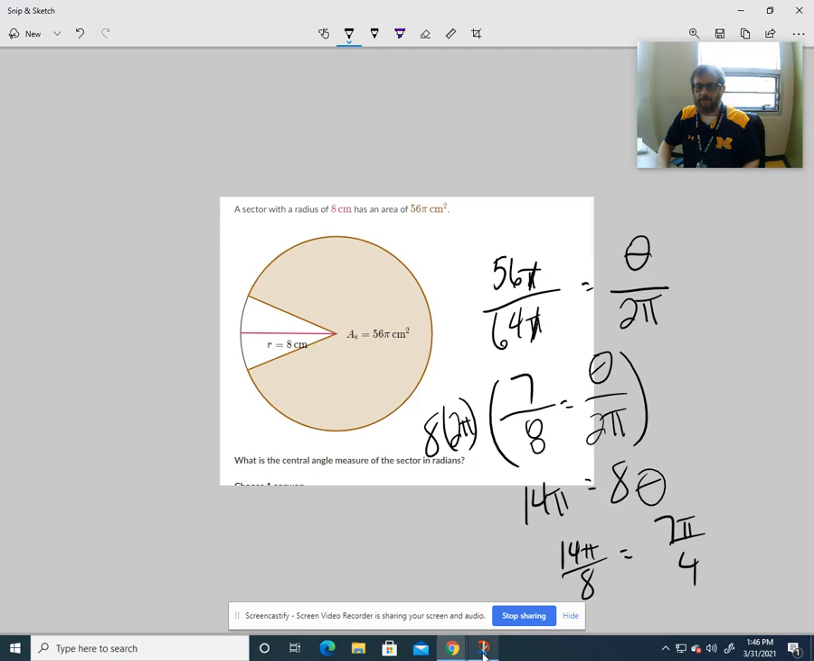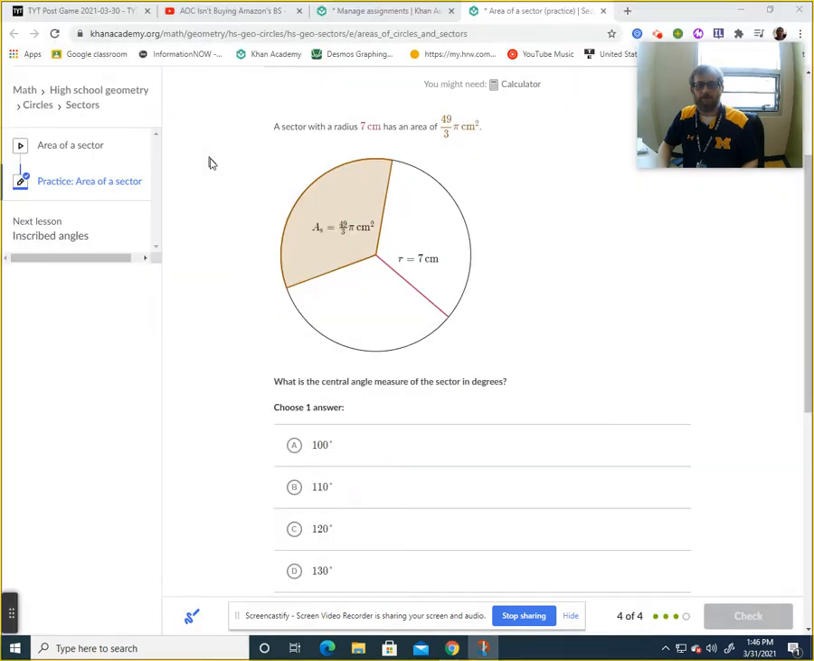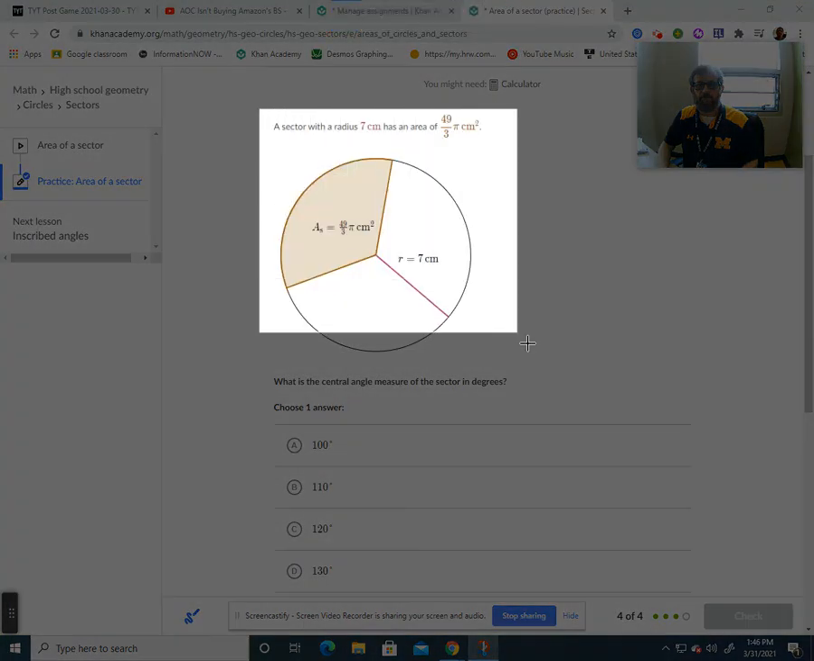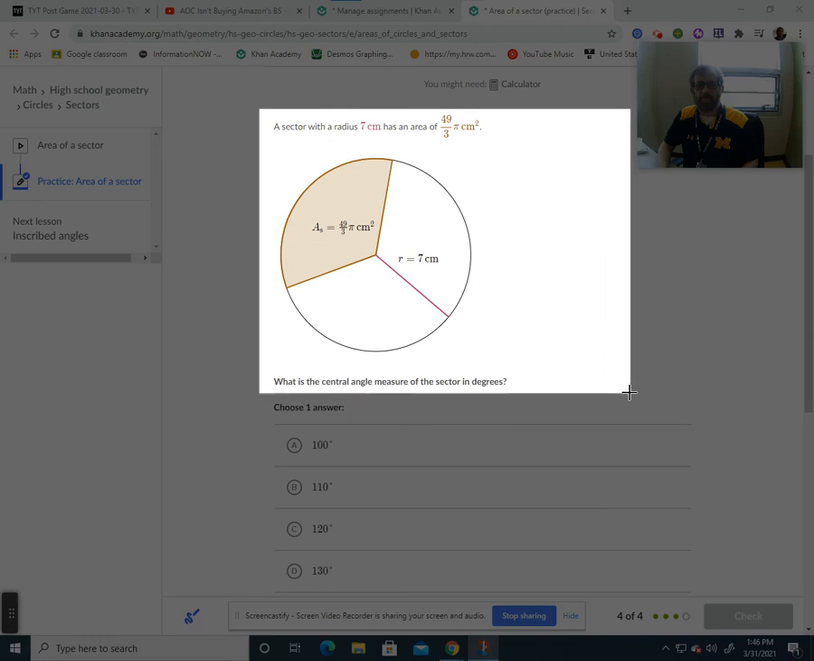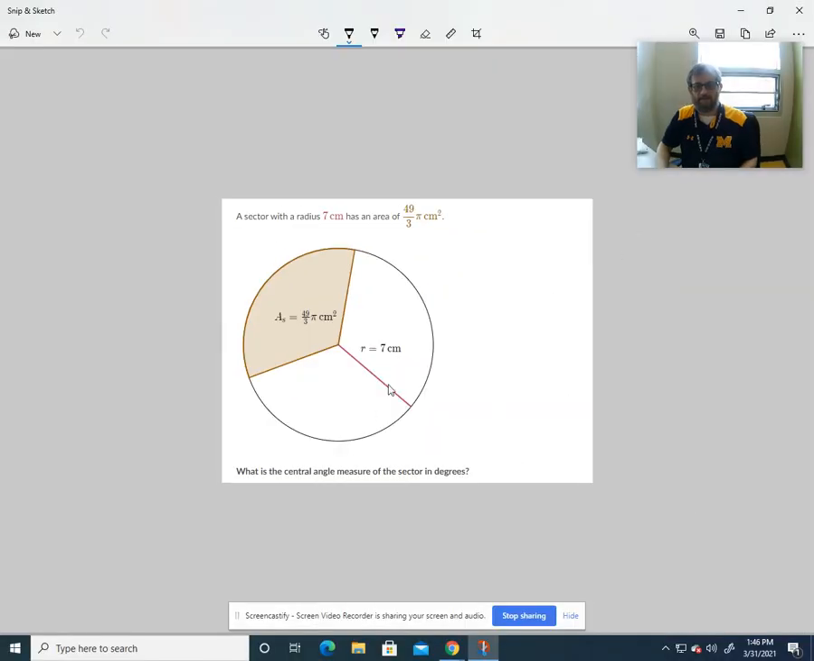All right, last one. Here we go again. I haven't looked yet if we're doing radians or degrees. It says it wants its answer in degrees. So we're looking for degrees this time. Well, they told me the area of the sector, 49 pi over 3. They told me the radius. That means my area is 49 pi.